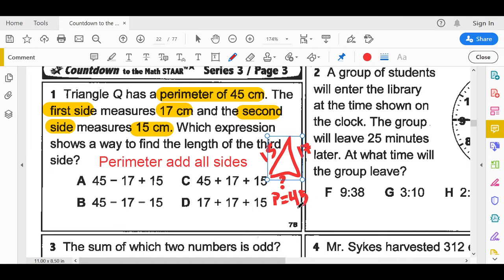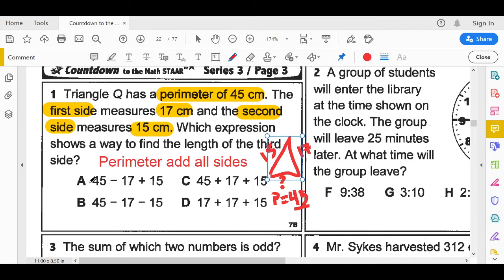Well, what I have to do is, from the number they give me of the whole perimeter, 45, I'm going to subtract these two numbers. I need to find an equation here, an expression that shows 45 minus 17 minus 15.